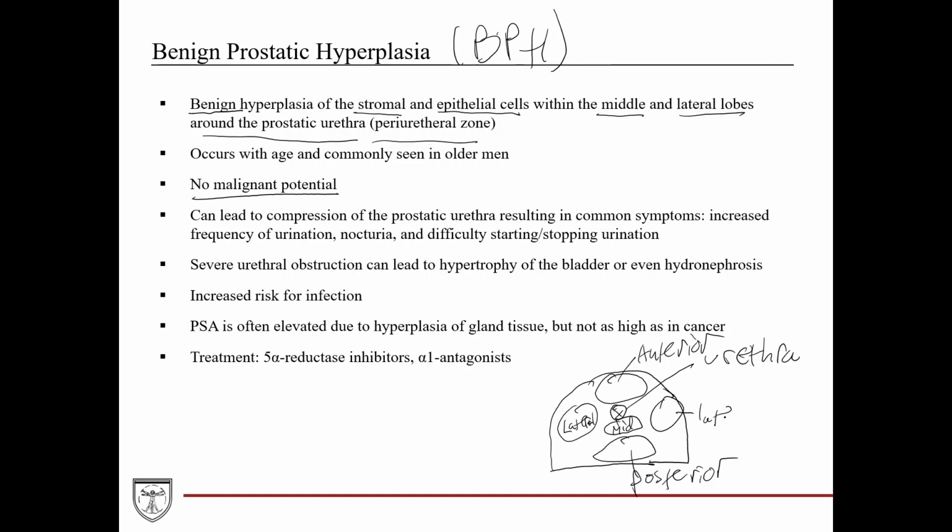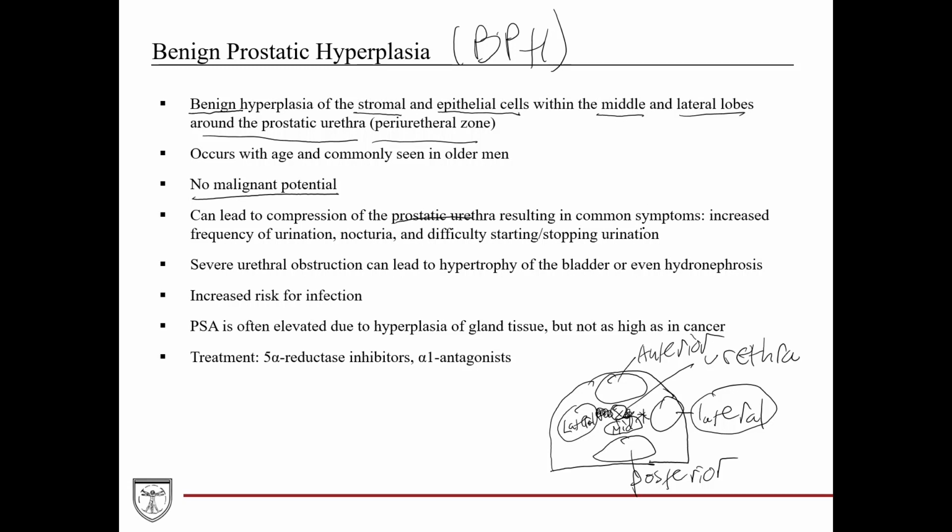This is lateral as well. So it's mainly in the lateral lobe and this middle lobe around the urethra here. Now, by being around the urethra, let's say this hyperplasia continues to grow and grow and grow. As you can see, it can press on the urethra and cause compression of the prostatic urethra.